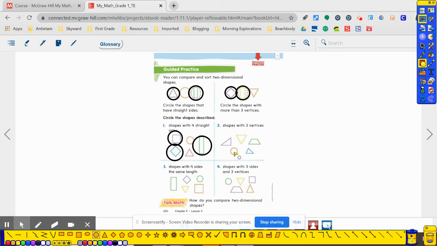Okay, so let's see how you did. You should have known that 3 vertices means that we are looking for a triangle. So let's see, I see a triangle here. I'm going to circle that triangle. I see another triangle here. I'm going to circle that triangle. Here's a trapezoid that has 4 vertices, so I can't circle that one. Here's another triangle down here. And then circles have no vertices. So you should have these 3 shapes.